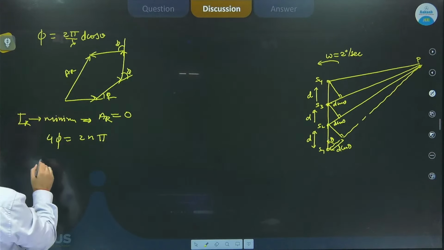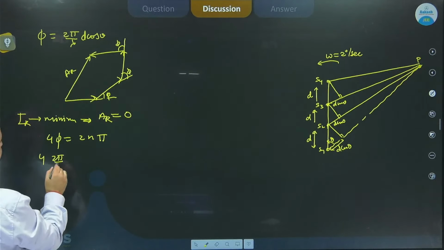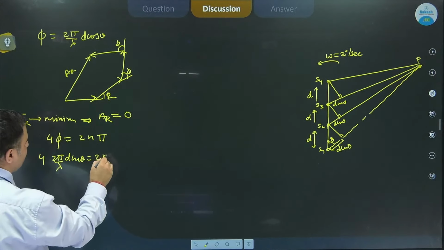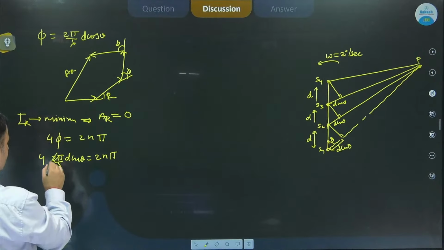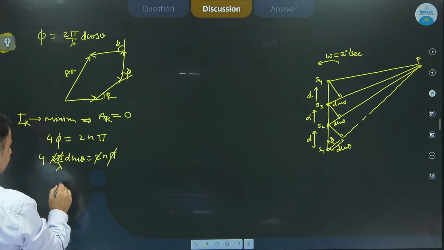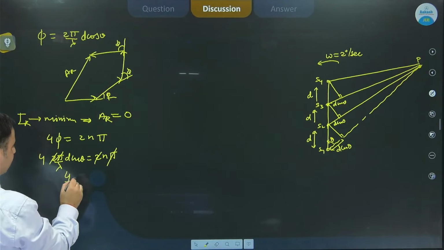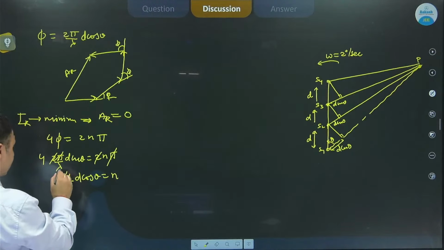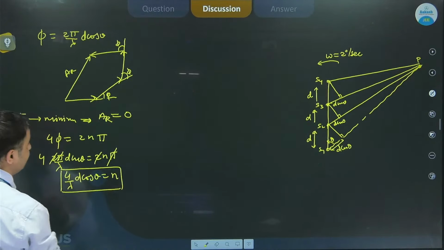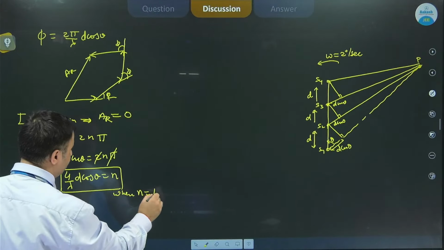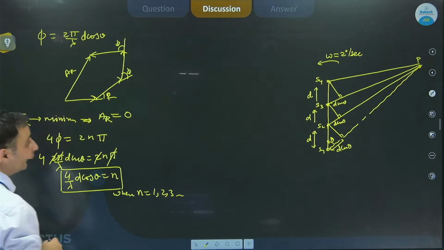सो फाई का वैल्यू पुट करते हैं तो 4 टाइम्स ऑफ 2π बाई λ इंटू d cos θ should be equal to 2nπ. So 2π will cancel out and we are left with 4 by λ d cos θ is equal to n. This is the condition for minima where n is integer, where n is equal to 1, 2, 3, n is integer.